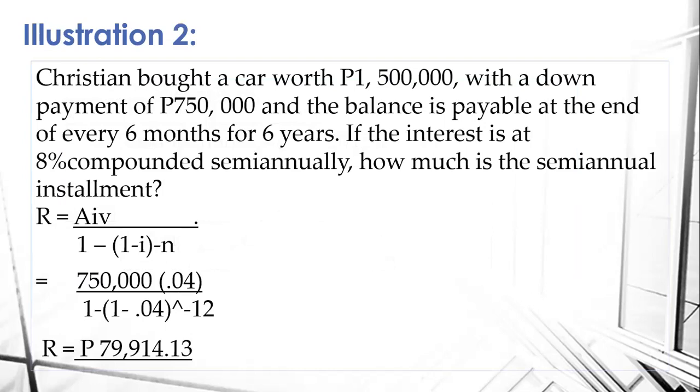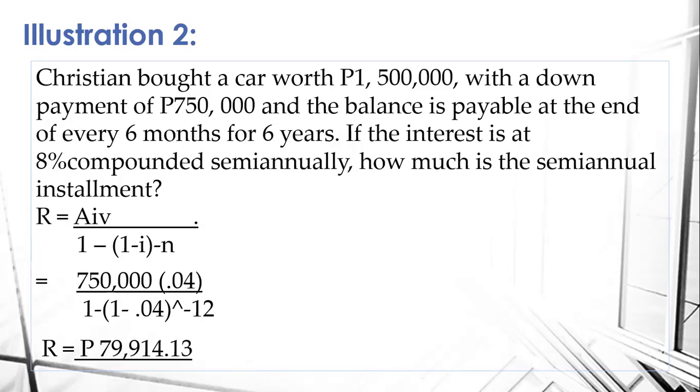Illustration number 2. Christian bought a car worth 1,500,000 with a down payment of 750,000 and the balance is payable at the end of every 6 months for 6 years. If the interest is at 8% compounded semi-annually, how much is the semi-annual installment? So the periodic payment is equal to the present value all over 1 minus 1 plus interest raised to the power of negative time.